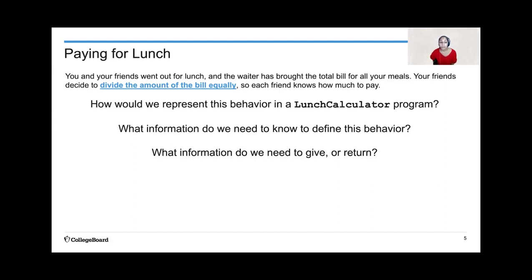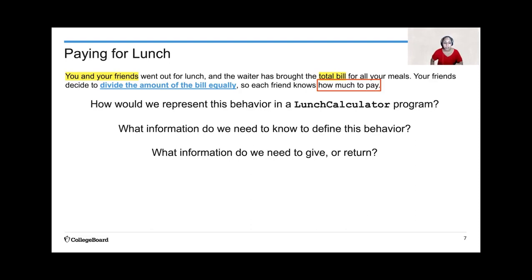In order to do that, we need to know the number of friends, because it just says you and your friends, but I want to make sure that this program works if I have 5 friends go to lunch one day and then 2 friends go to lunch the next day. So however many friends I have is one piece of information I need to know. And I also need to know what the total bill is in order to figure out how much everybody's going to pay equally. And then what I need to give or return is how much each individual person is going to pay out of that total bill.